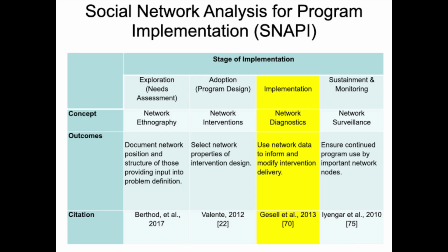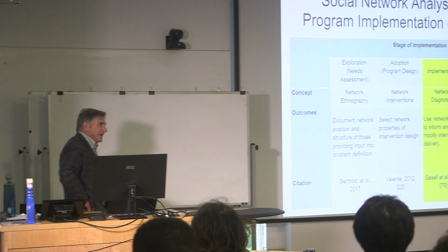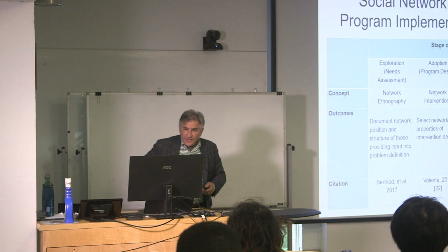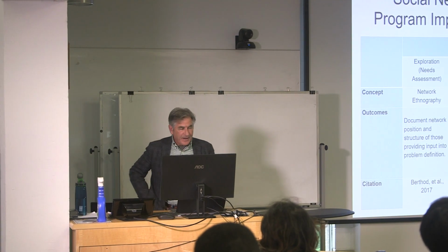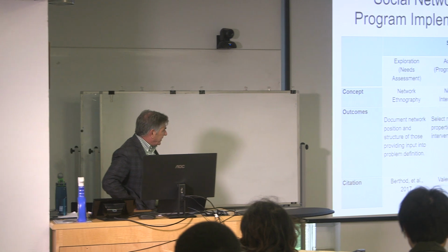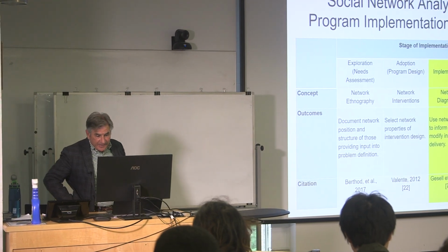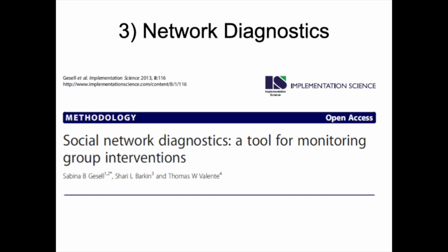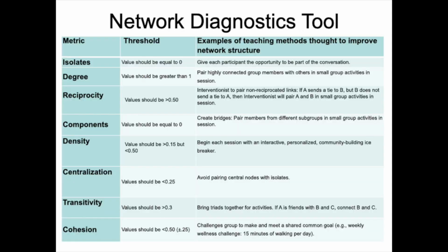So then we move on to the next stage of implementation. You're launching an intervention, people are meeting in groups, they're trying to get things done, and a number of years ago, and I alluded to this yesterday when I made the comment about the paper that we did on network diagnostics, right? This intervention was going on with folks at Vanderbilt University, Sherry Barkin and Sabina Giselle, and they had this idea, what can we do from a network perspective to actually think about when an intervention is happening, can we make changes to it? And so I came up with this table.